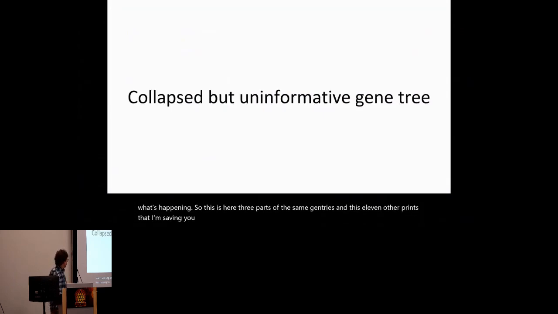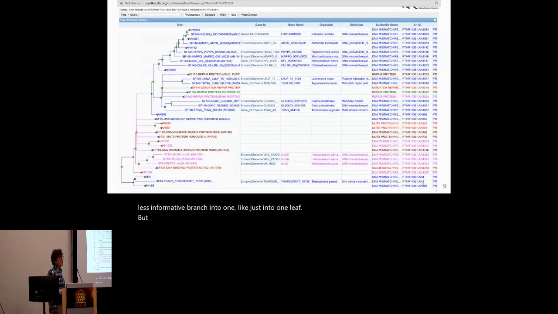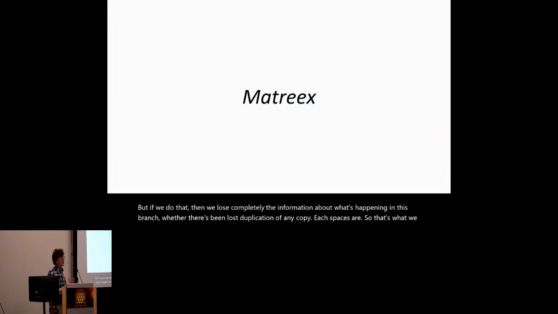The other possible way to look at the gene trees is to collapse the less informative branches into just one leaf. But if we do that, then we lose completely the information about what's happening in this branch, whether there's been loss, duplication, or how many copies each species has. So that's why we wanted to develop a visualizer that was able to give a compact view of the gene families while losing the least information possible, and that's Matreex.